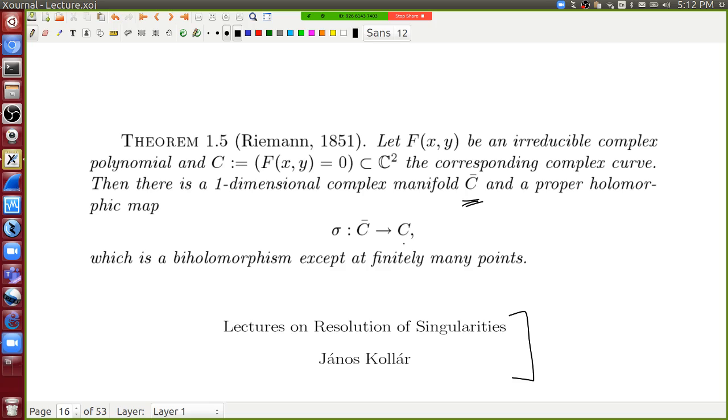Think of it like topology. And it's biholomorphic. You can map from C back to C bar except at finitely many points. And the finitely many points are the singularities. You can't quite map back there because it's a one-to-many map. Okay, and that's basically Riemann's construction that I always tend to keep in mind when I'm working with these things. Very geometrical, just good for me for visualizing how these algebraic curves work.